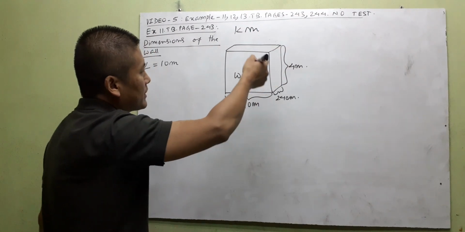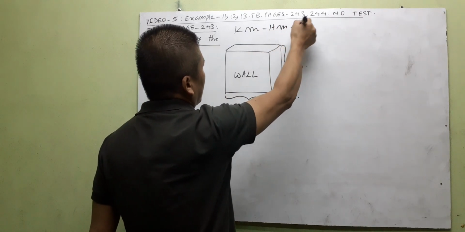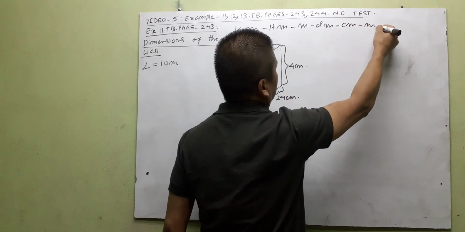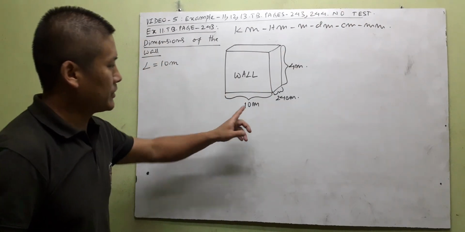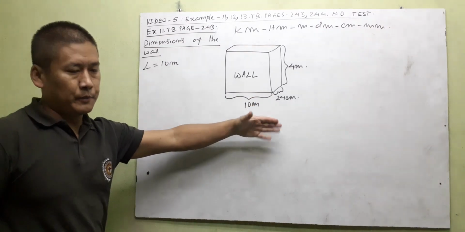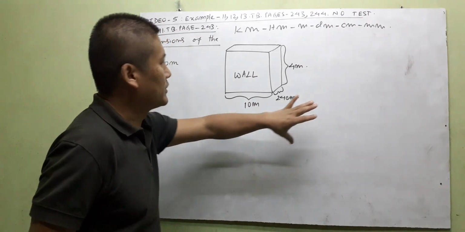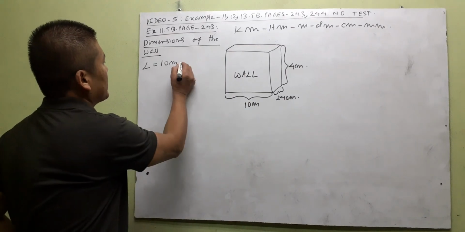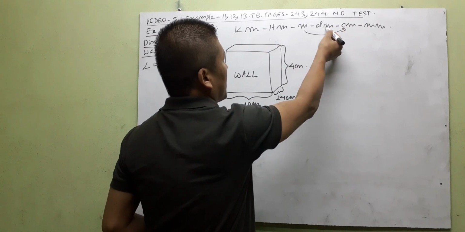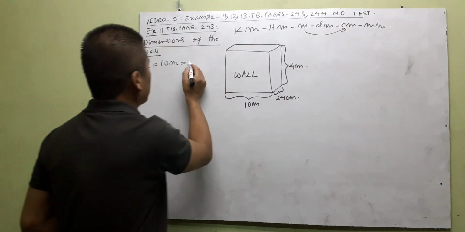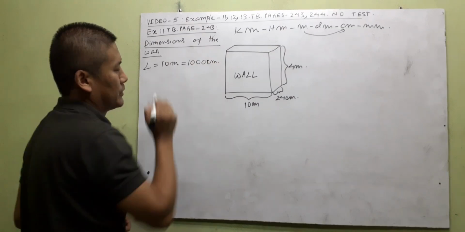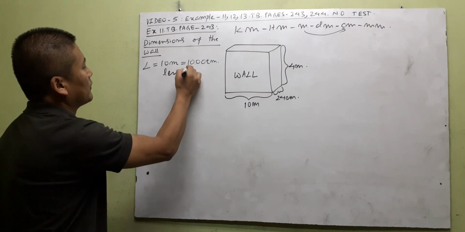Now let us change it to centimeter here itself: kilometer, hectometer, meter, decimeter, centimeter, millimeter. So we need to change meter to centimeter. We are doing this because it will be easier, since the dimensions of the brick, if you read, will also be in centimeter. So if you want to change meter to centimeter, you're changing big to small, right? 10 times 10 is 100, so two zeros come at the back of 10, meter goes away, and centimeter comes. So this is the length of the wall, 1000 centimeter.